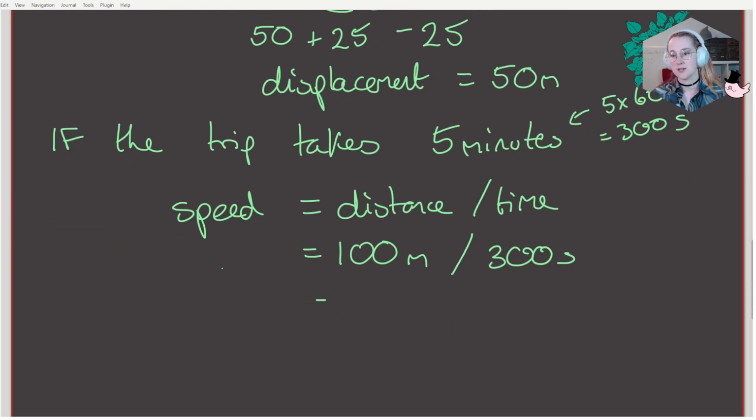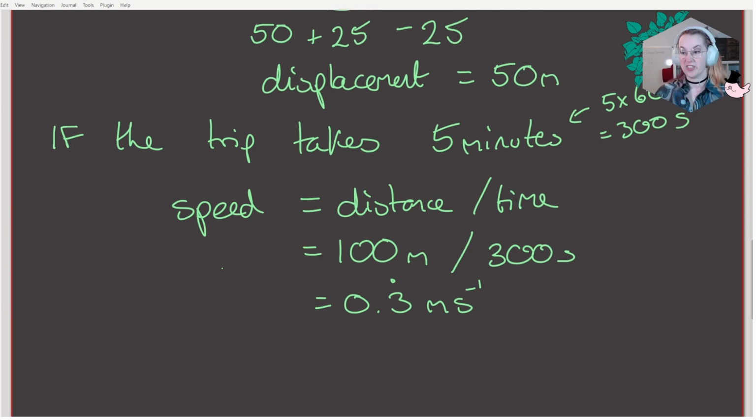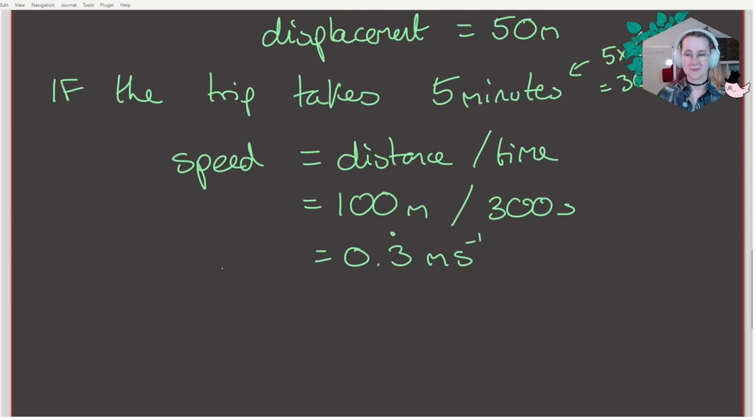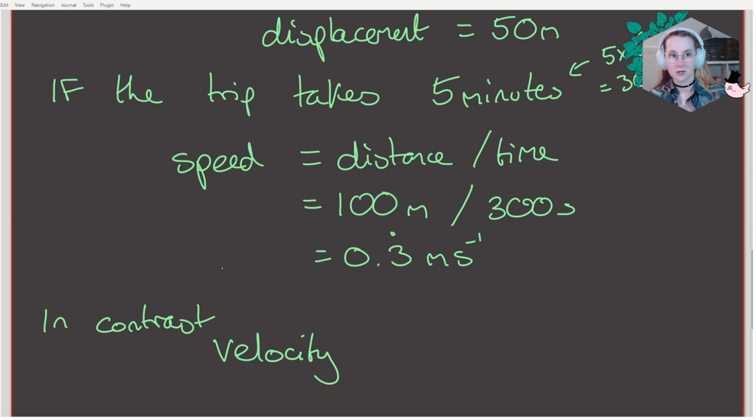So that gives us a speed of 0.3 recurring meters per second. So that dot over it means recurring. So 0.33 if you want to be snazzy. But in contrast, our total velocity, or our average velocity, because maybe we sped up and slowed down, but for the minute we're assuming constant, is our displacement. So it has the same relationship.